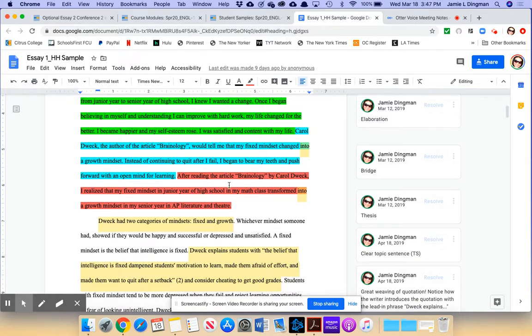And I love the thesis here. She, again, mentions the tag: title, author, genre, right? It clearly addresses the prompt. We can see that she's writing about Brainology. She's making a claim that she was impacted by both a fixed mindset and a growth mindset. And here's her evidence. She's using junior year of high school in math, senior year in AP Literature, and theater class. So I have 3 learning experiences that she's going to be writing about and connecting back to Brainology, the concept of fixed and growth mindset.